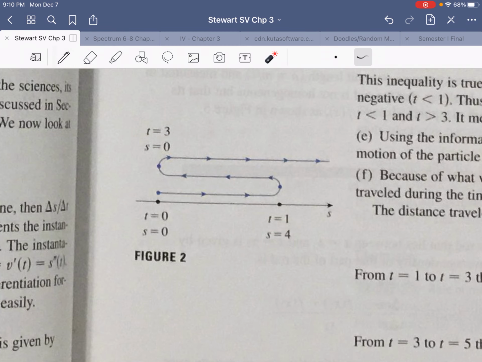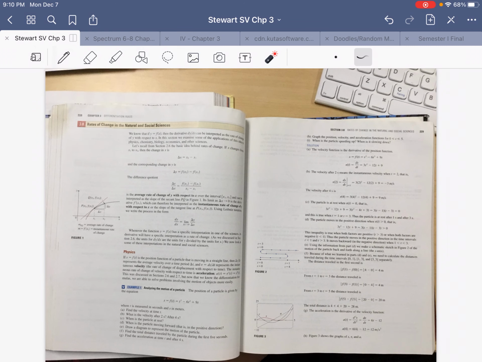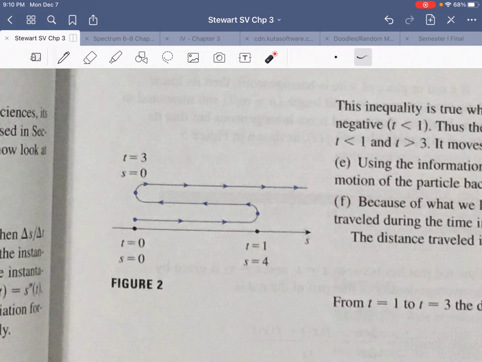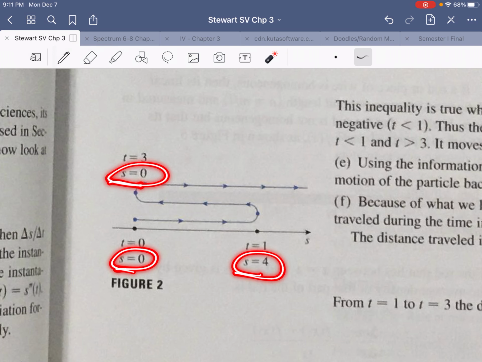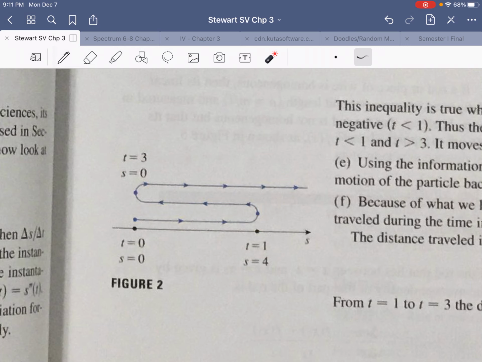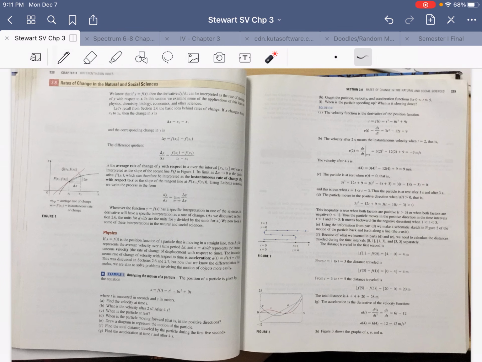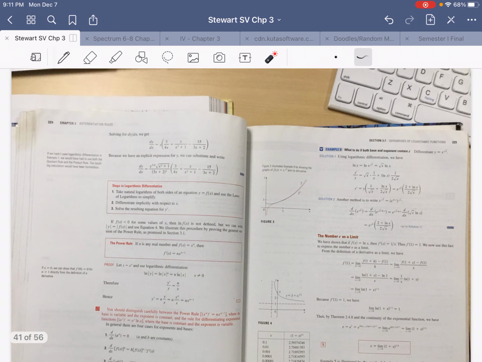Now, if I wanted to find the total distance traveled, which I believe is the next thing, what I would have to do is find this, and this, and this, and I know that this is 4, this is 4, and then whatever else. You've got to add up all those distances, using the absolute value, because there's no such thing as a negative distance. If that doesn't make sense, let me know. I'll answer some questions.